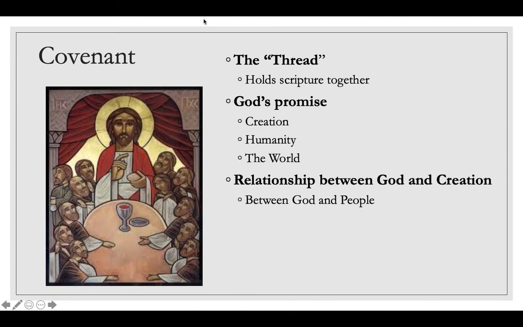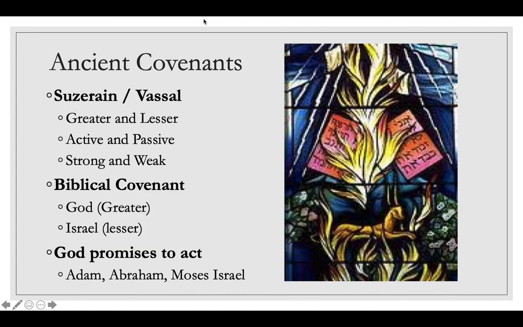It's almost a marriage meal where Jesus is saying that my body and my blood is God's promise to be for you and to be with you and to love you. And so we see God's promise there in the relationship between God and creation. Now, one of the things you're going to read is about the way the ancient covenant worked. It was a suzerain-vassal covenant.